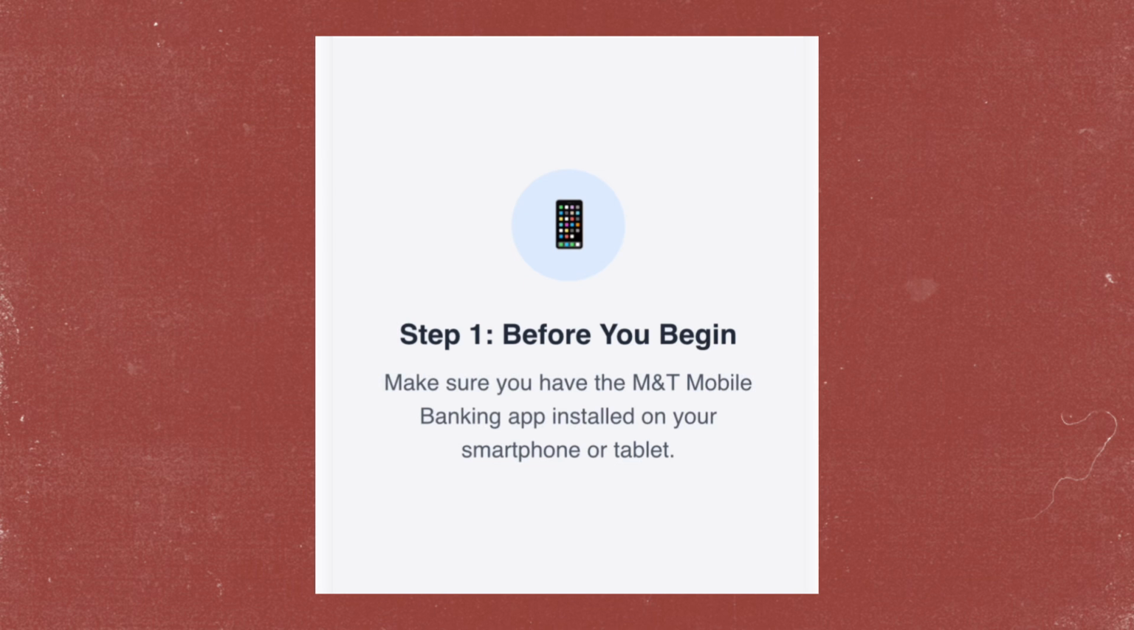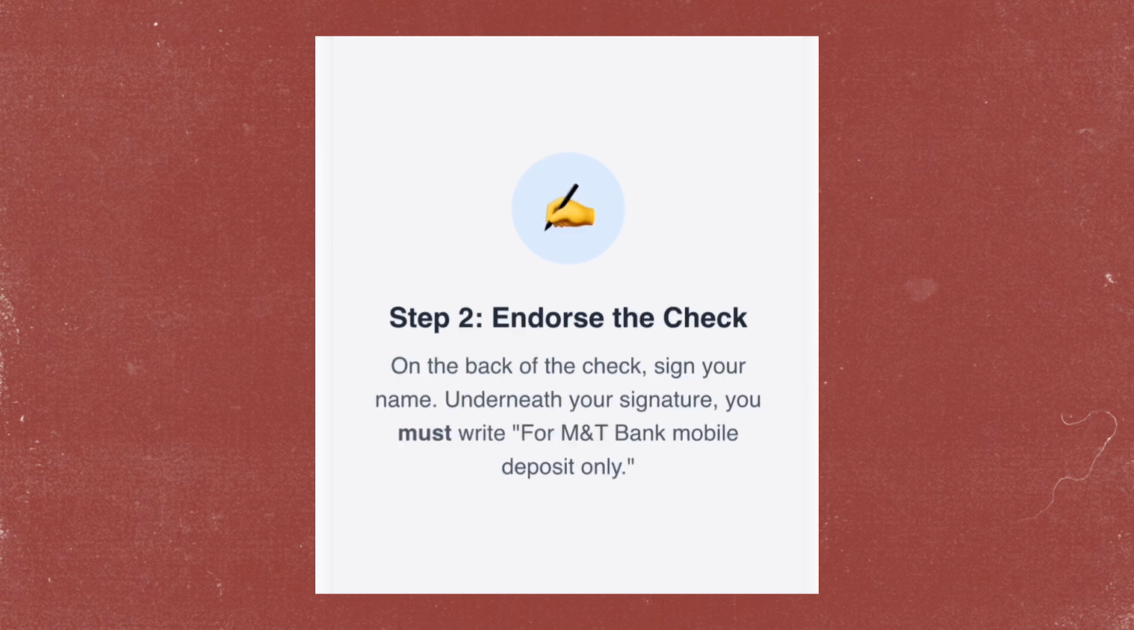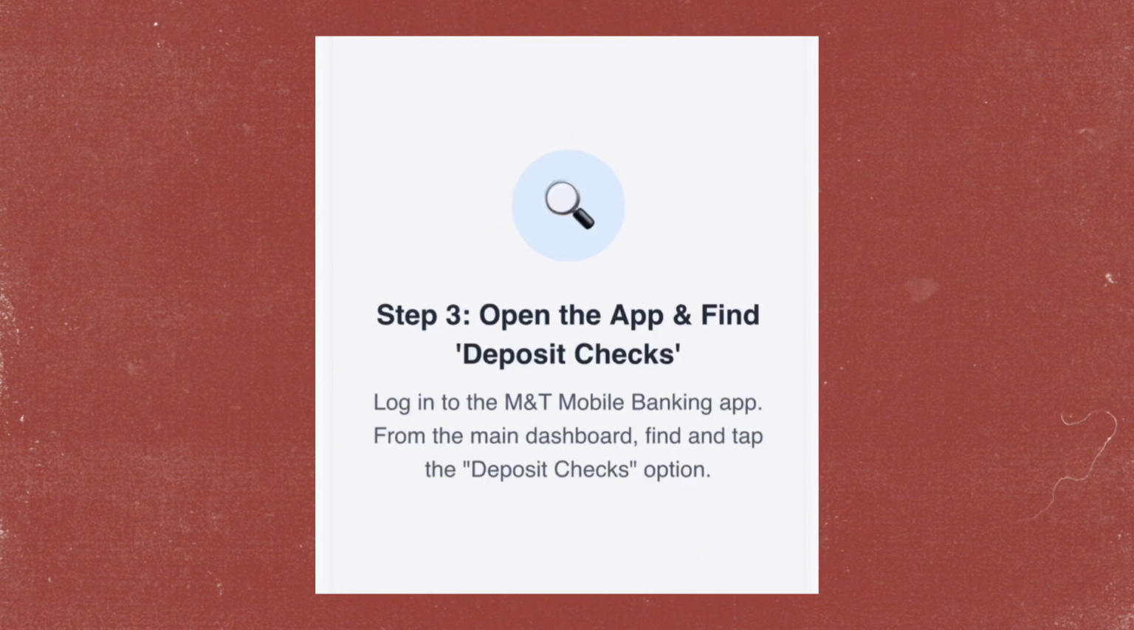In this video, I'm going to show you how you can deposit checks in M&T Mobile Banking. So the very first thing you have to do is make sure you have the M&T Mobile Banking app installed on your smartphone or tablet. And then first, you have to endorse the check. So on the back of the check, you have to sign your name, and then underneath your signature, you must write "For M&T Bank Mobile Deposit Only."